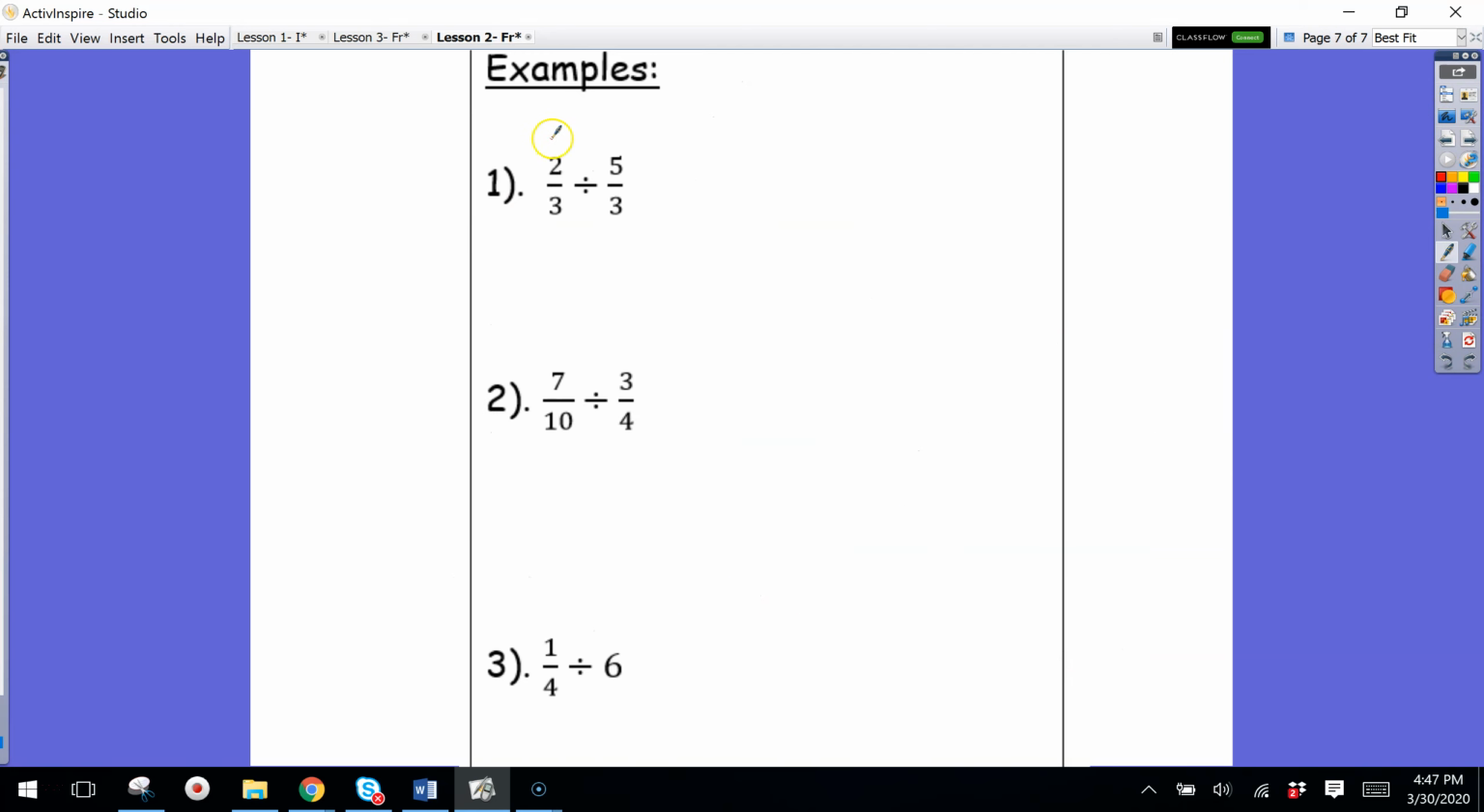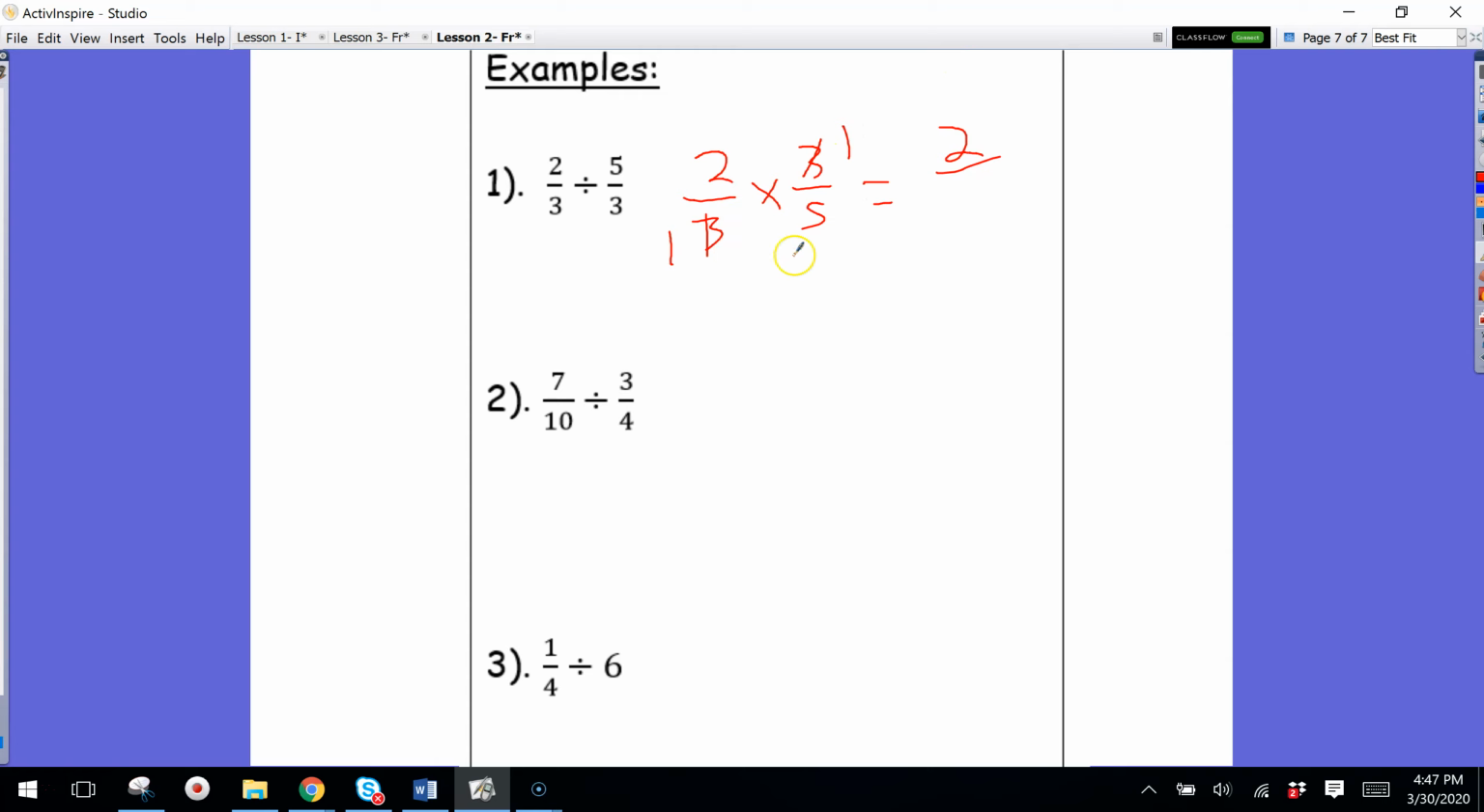Okay, so 2/3 divided by 5/3. I'm going to change this problem into a multiplication by, instead of dividing by 5/3, multiplying by its reciprocal, which is 3/5. And then we're going to use the multiplication skills that we learned. So 2 over 5 doesn't simplify, but 3 over 3 does. It simplifies to 1 over 1. And so now this is really 2 times 1, which is 2, and 1 times 5, which is 5.